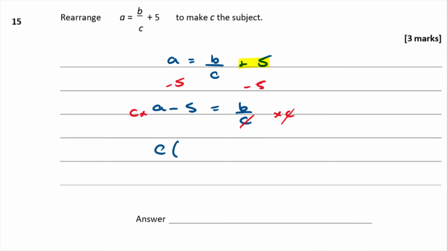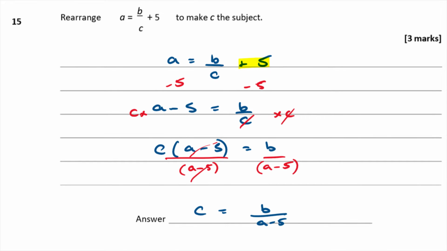So that's going to give me C lots of A minus 5 is equal to B. Okay, then finally to get C by itself, I could just simply divide through by that bracket. So dividing both sides by that bracket, these are going to cancel, and that's going to leave me with C is equal to B over A minus 5. It's a bit of a tricky rearrangement, that one. It always is when the thing that you're looking for is the denominator. You just have to be careful about how you move it around.